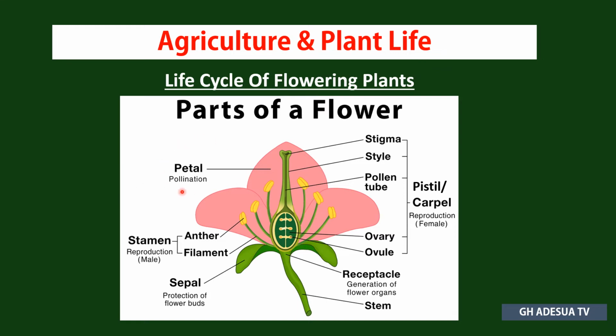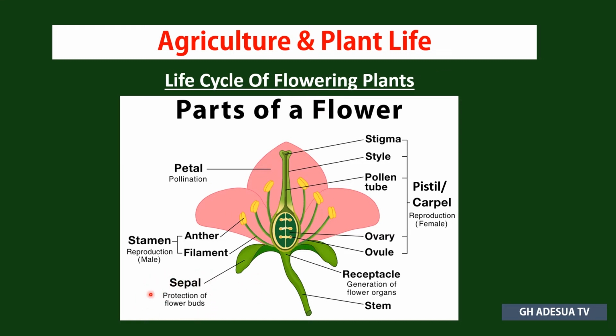So for most flowers, the means of pollination is by the petals, or that's how the animals are able to see it. The bees and insects are able to see it. It usually comes with a very bright color. So that's the petal. Now outside the petal is the sepal.